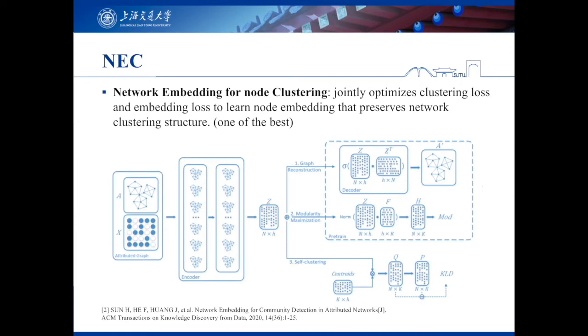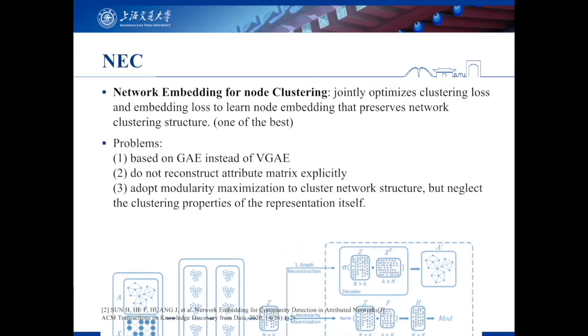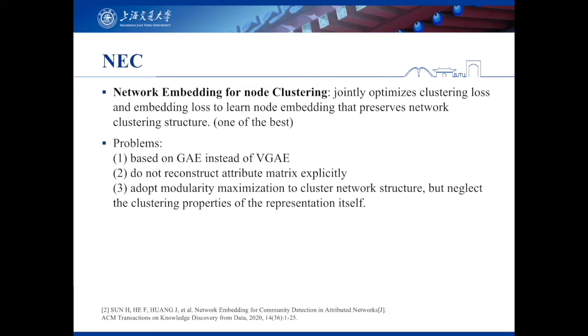In recent years, some algorithms preserve the clustering property in network embedding. For example, the network embedding for node clustering model, NEC, jointly optimized clustering loss and embedding loss to learn node embedding that preserves network clustering structure. Although extensive experiments have confirmed the effectiveness of NEC, we believe that some important factors have been ignored.